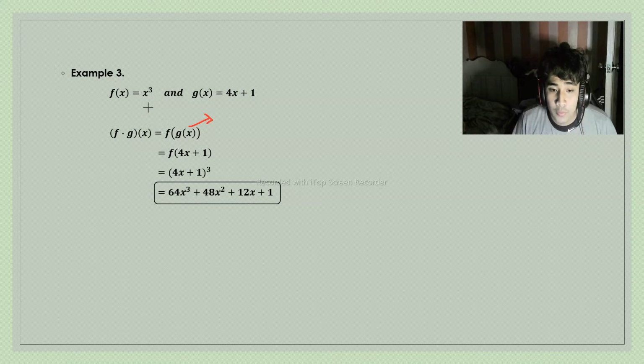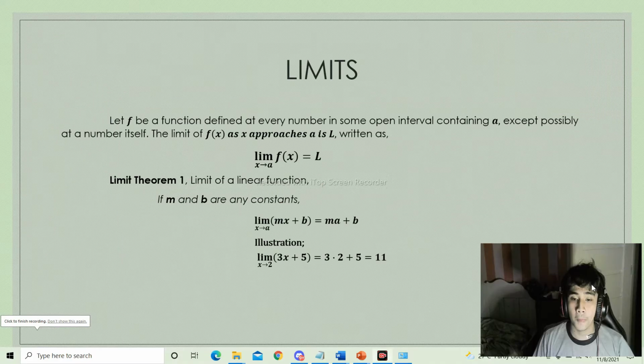So f of quantity 4x plus 1, and then we substitute 4x plus 1 to the value of f of x, which is x cubed. So that will be quantity 4x plus 1 cubed. When we simplify and solve the cubing of binomials, our final answer will be 64x cubed plus 48x squared plus 12x plus 1. And that should be our final answer.